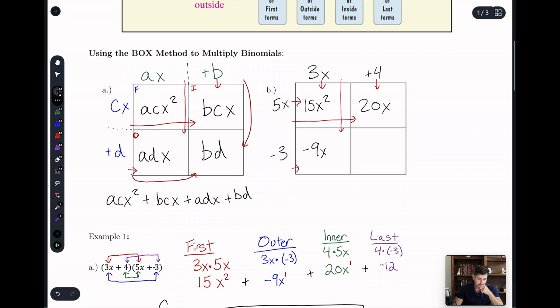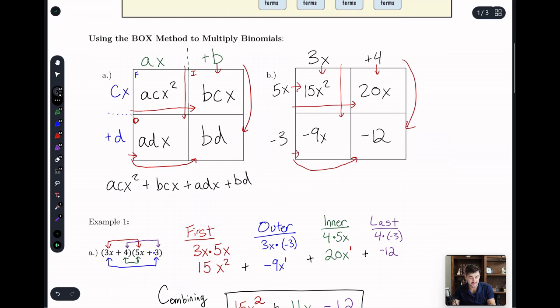Cool. And last but not least, you can draw our arrows outside if you want to so it's not as messy. 4 times negative 3 gives us negative 12. And like we said before, all we're going to do is take all those things and add them together. So let's see if we get the same thing. Top left, 15x squared plus, it doesn't matter what you do next, let's do 20x, minus 9x, minus 12.